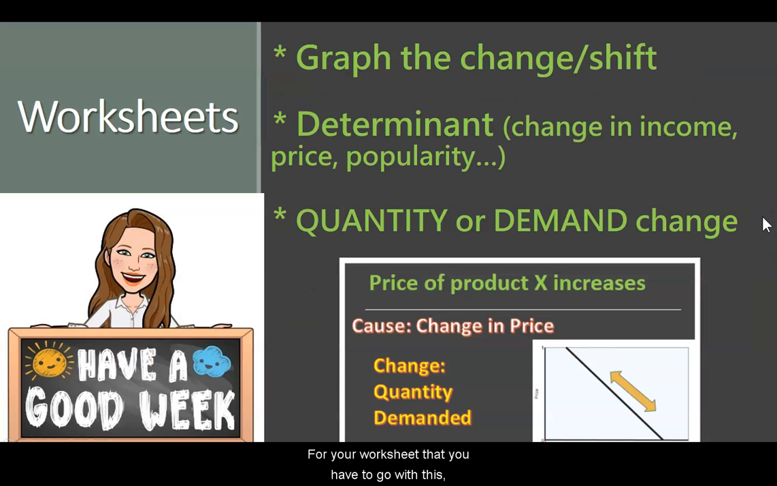For your worksheet that you have to go with this, it's going to give you a little scenario similar to the ones that we just walked through. So you need to make sure you're looking at all the determinants here and really thinking about the stuff we've talked about in this video. So if it's a determinant, that means it's going to be a shift to the left or right. If it's going to be a quantity change, that means it was a change in price and it moves along the line on the graph without changing the line itself.